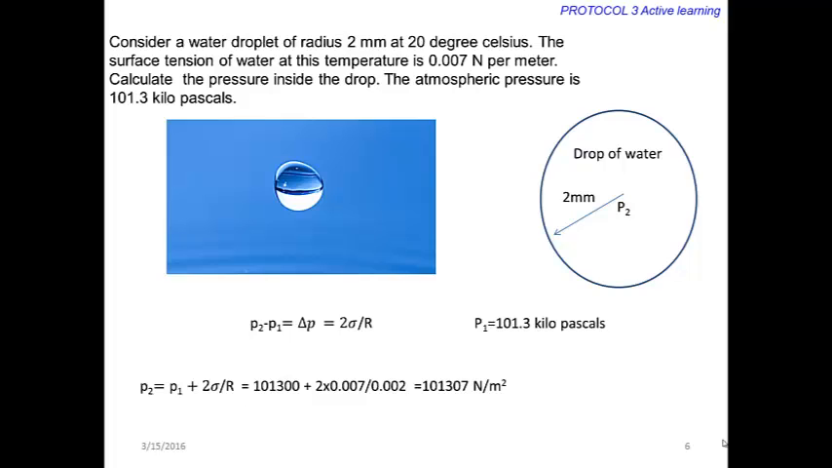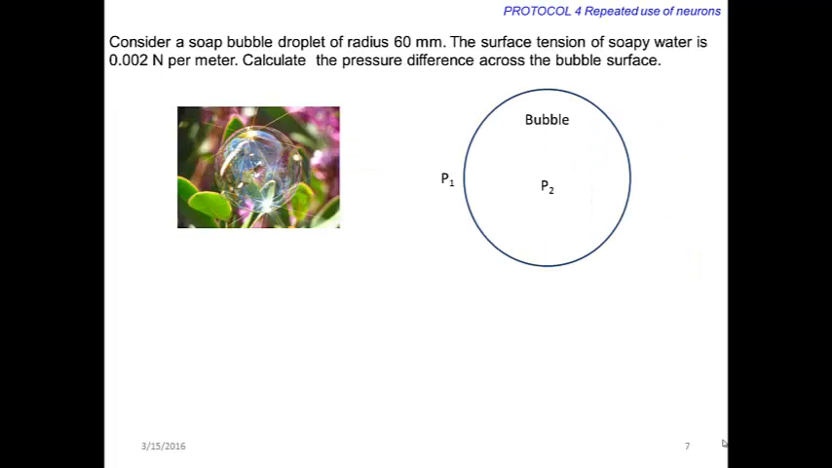Consider a soap bubble of radius 60 mm. The surface tension of soapy water is 0.002 Newton per meter. Calculate the pressure difference across the bubble surface. In this problem, we use the equation derived earlier connecting pressures inside and outside the bubble to its radius and surface tension. Substituting the given values of outside pressure, radius and surface tension, we can calculate the pressure difference delta P across the bubble. It is slightly higher than the outside pressure.